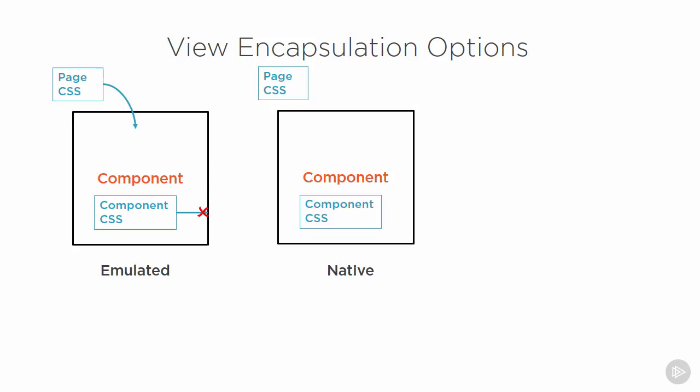Starting from the same point with native, external CSS from the page is prevented from impacting elements in our component, and styles in our component are prevented from impacting elements outside the component. In late 2017, the only browser with any real support for native Shadow DOM is Chrome 60 and better.